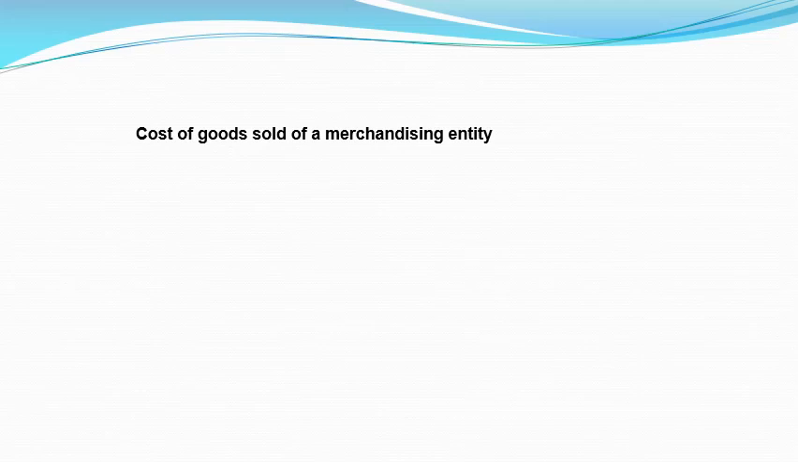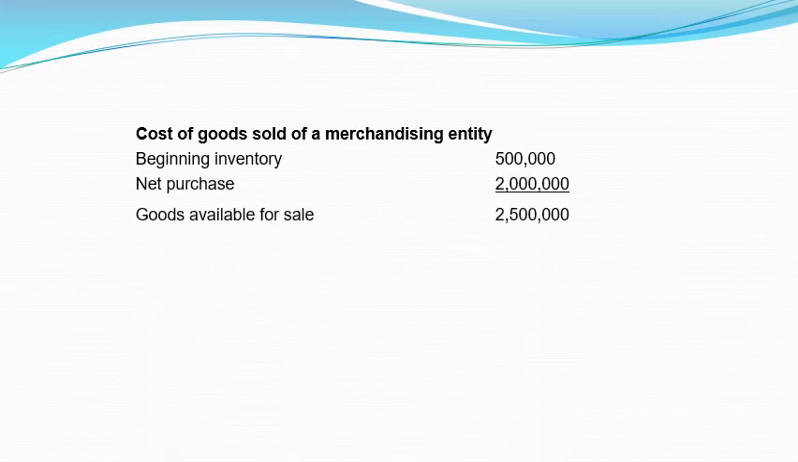So, iba yung computation ng cost of goods sold ng merchandising entity and manufacturing entity. So, sa merchandising entity, ito yung formula natin. Beginning inventory plus net purchases. Okay, assumption lang yung mga amount ha. Ito yung total goods na available for sale. Diba? Kung meron kang beginning inventory plus nag-purchase ka pa this year, yun yung total na pwede mong ibenta for this year. Okay, so less the ending inventory then.